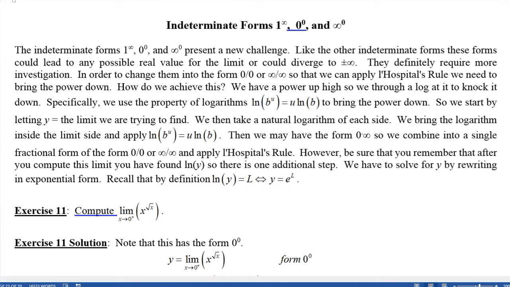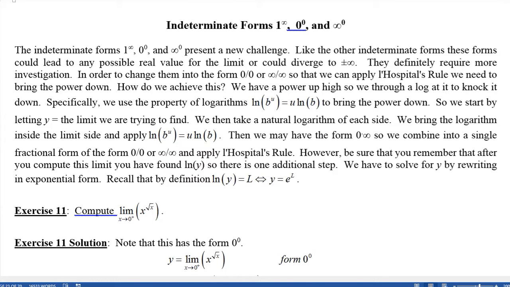And of course, they could actually be a limit of any possible real number. They could actually diverge to infinity or minus infinity. And they present a new challenge because they require us to do some other types of techniques. And the problem is, we've got this exponent up there and we like to get our hands on it. It's up there too high to reach. How do you get something that's too high to reach? Well, throw a log at it, knock it down.